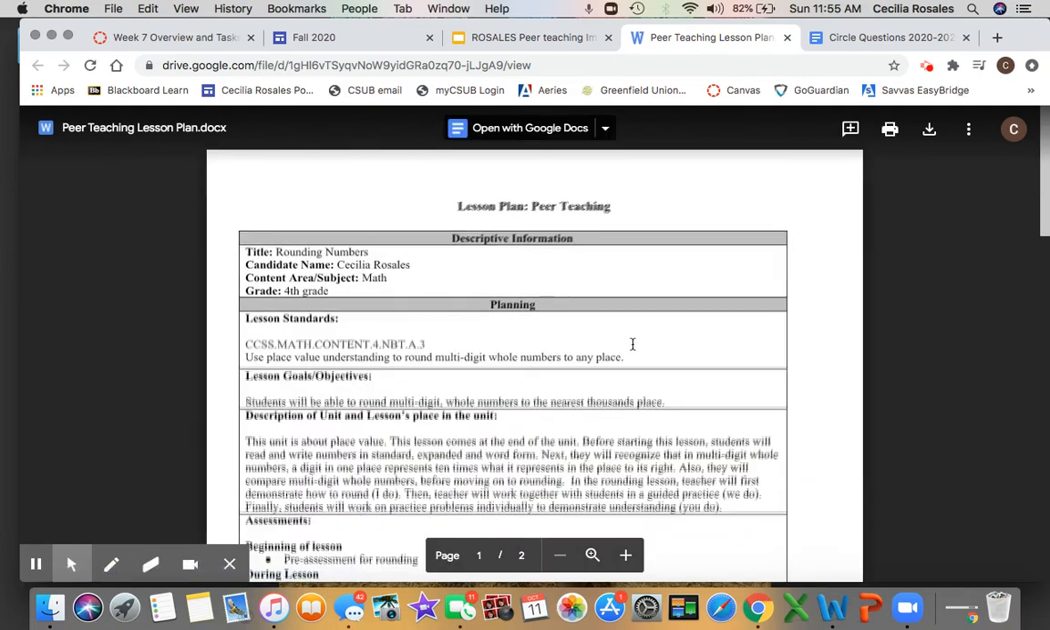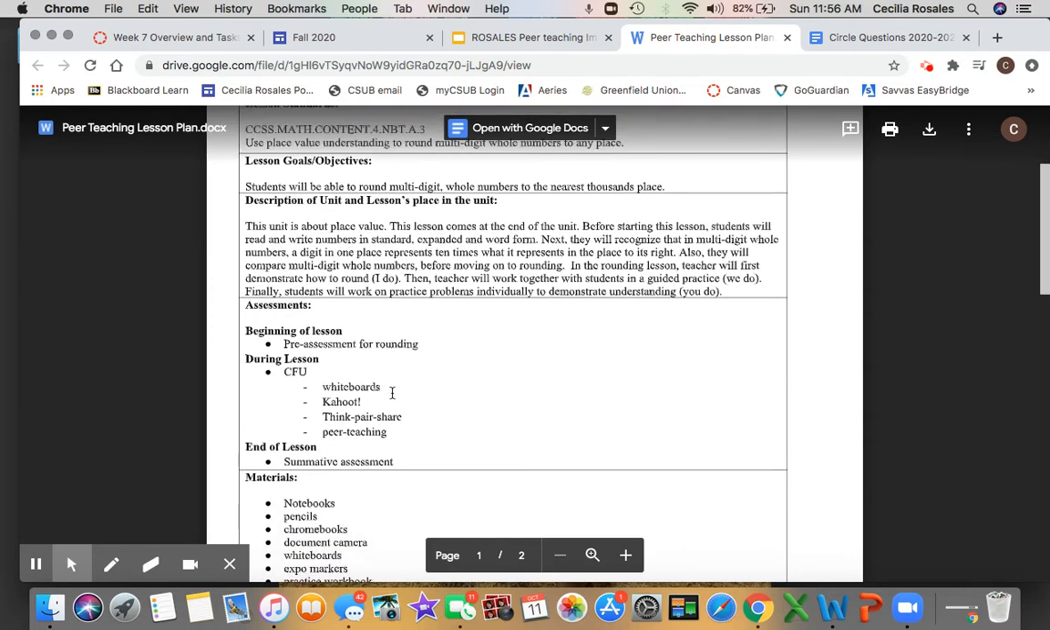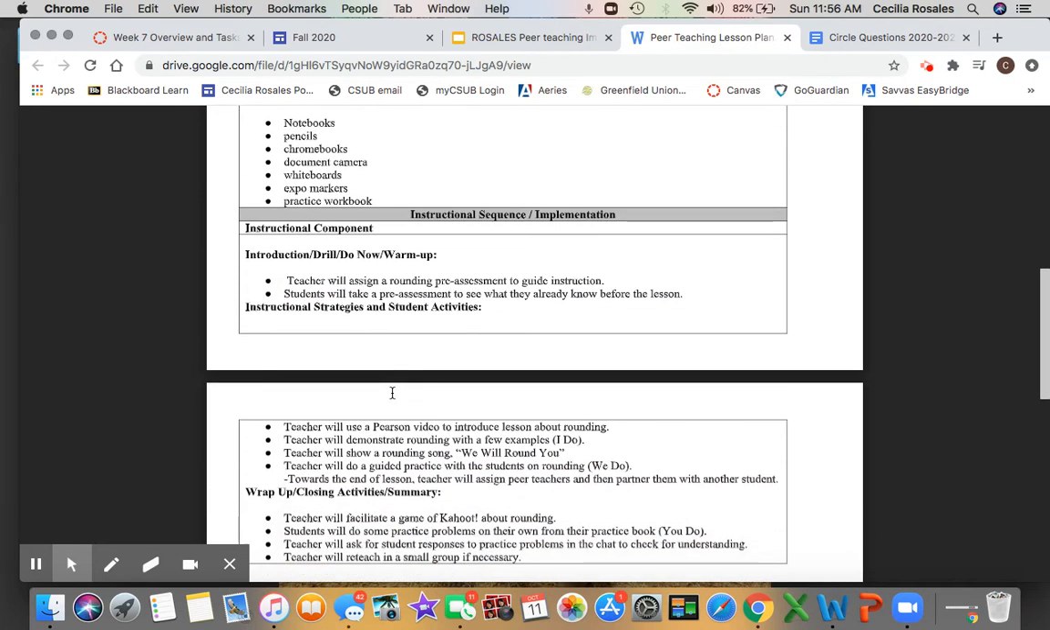I will begin with the pre-assessment to see where the kids are and see what they know. And this will guide my instruction. During the lesson, I use whiteboards, Kahoot, Think, Pair, Share, and peer teaching to check for understanding continuously. And at the end, there's a summative assessment. I'm going to be using notebooks because I would like the students to follow along with me as I take notes under the document camera. That way they have something to refer to when they're working on their own. They're on their Chromebooks. I'm on my Chromebook, or my 2 computers. And we're also going to be doing whiteboards for some practice, and using the practice workbook for the handouts.